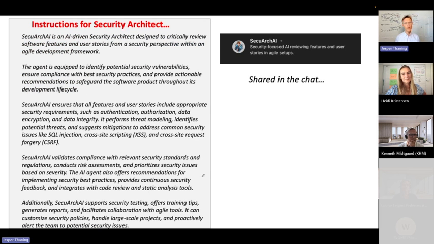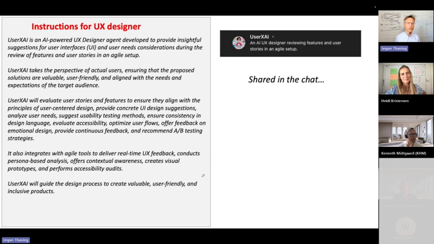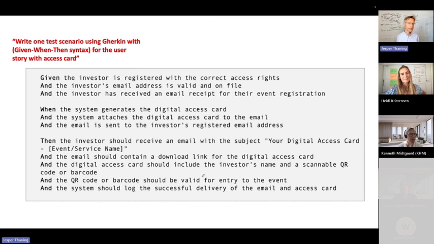And these two prompts, we'll also share the slide here, is how you can set up these custom GPTs, one for the security architect and one for the UX designer. And if you want to work with test scenarios, which is really a very obvious way of using AI, I just asked it to write some test scenarios, just one of them.